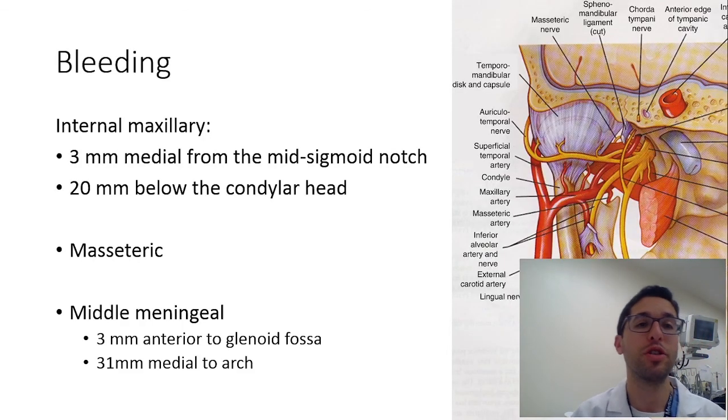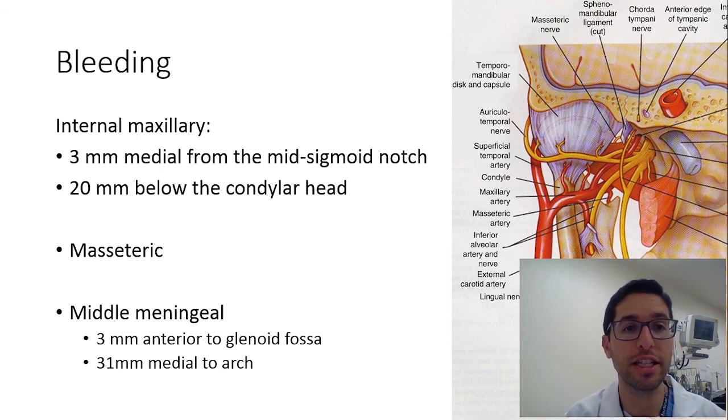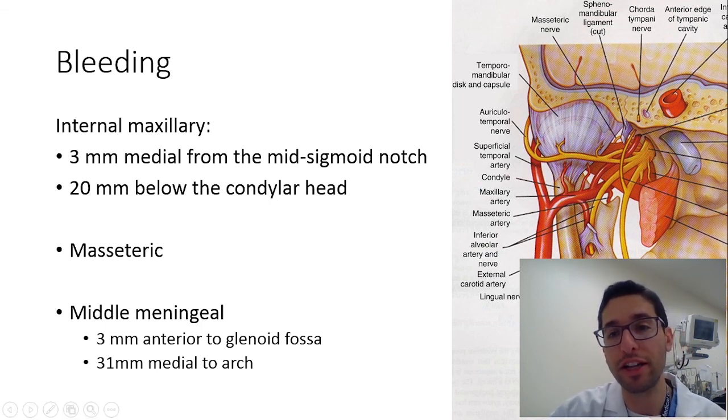Moving on to bleeding. There are 3 important arteries in the vicinity of the TMJ to be familiar with. The most important is the IMAX, the internal maxillary artery. The internal maxillary artery is a branch off the external carotid. So follow my mouse, external carotid comes up. Like I said before, superficial temporal is just the terminal branch going straight. The IMAX is what turns inwards.